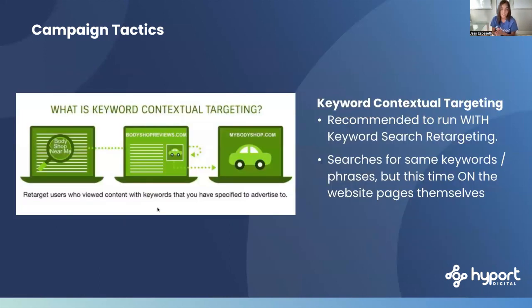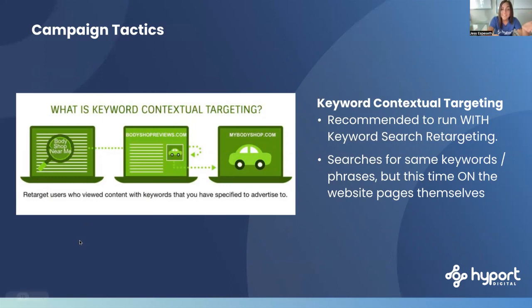Now, after keyword search retargeting, we've got keyword contextual targeting. This is one that here at Hyport, we frequently love to run alongside the keyword search campaign that I just mentioned. They pair really nicely with each other, hitting all of the different areas of search. Keyword contextual targeting searches for those same keywords and phrases that you identify. So you've got your list of keywords and phrases related to things that your target audience could be searching for, and you compile that list, and then you upload them also to this contextual targeting campaign.